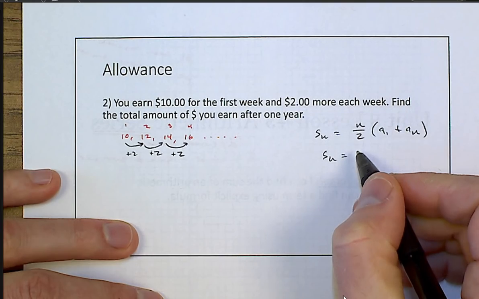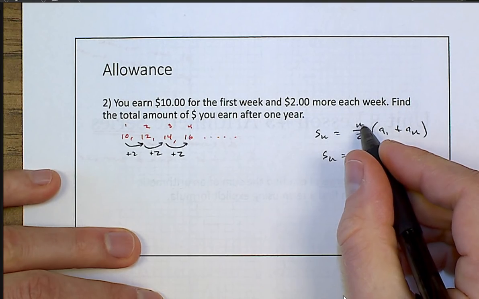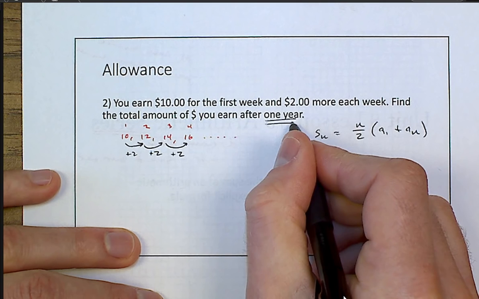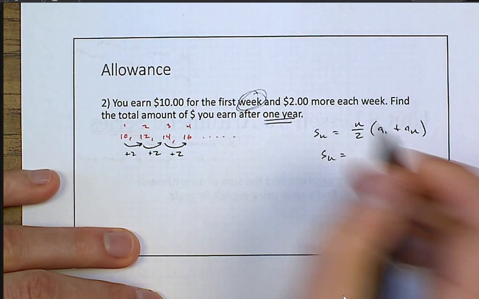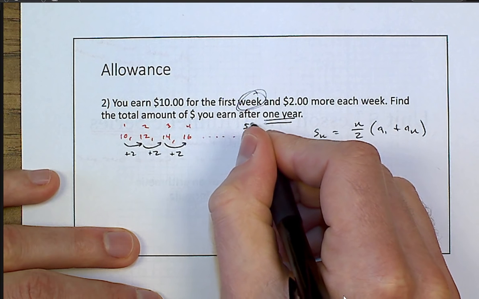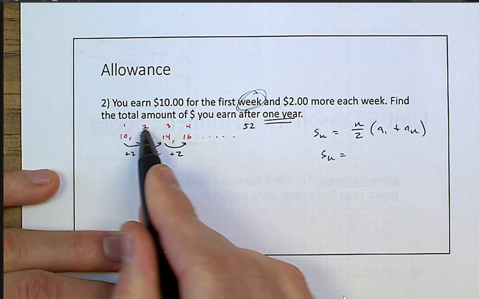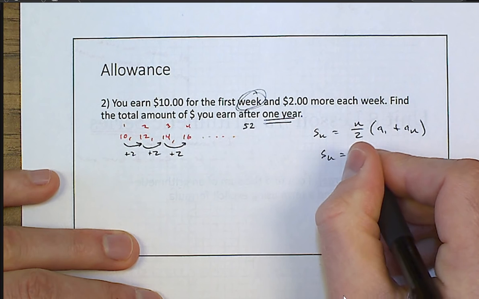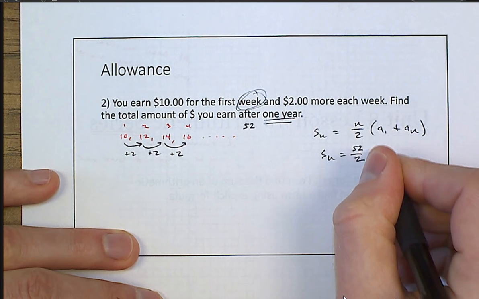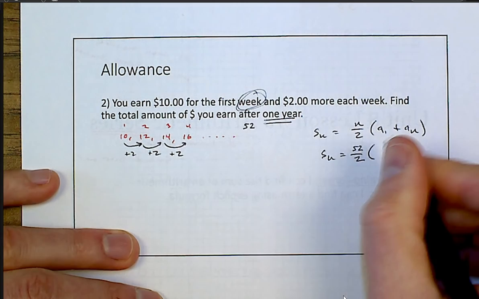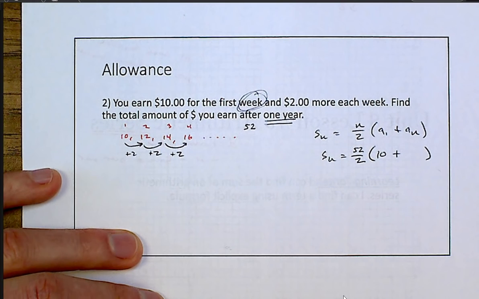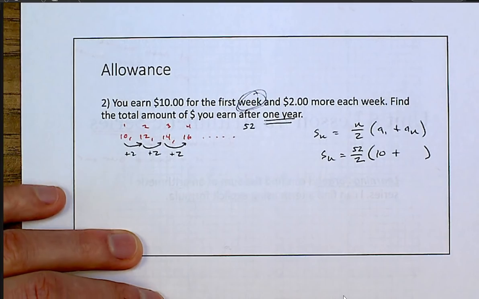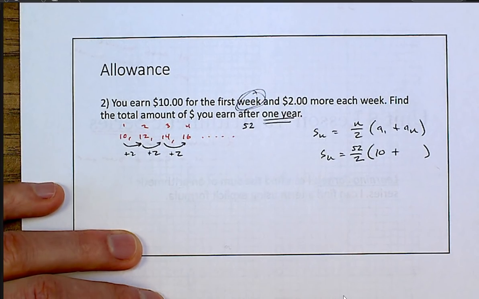Well, what does n represent? The total number of terms. If we're talking about 1 year and we're talking about weeks, how many weeks are in a year? 52. So I'm going to have 52 terms. 1, 2, 3, 4, ... all the way to 52. So I'm going to have 52 terms over 2. We know my first term is a 10, but do we know the last term? We don't.